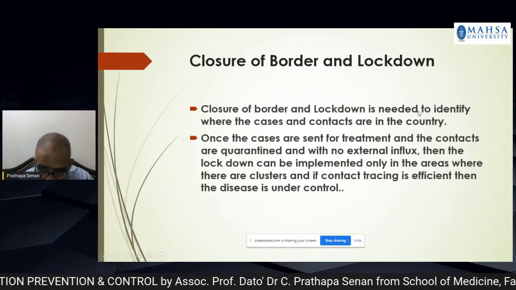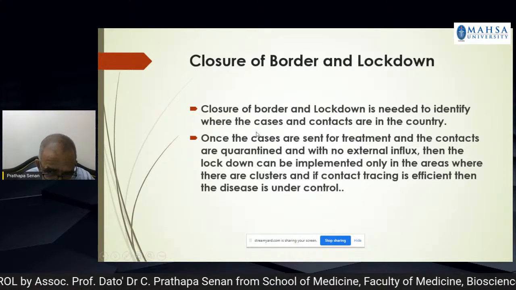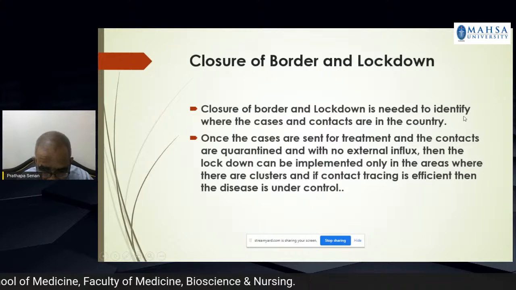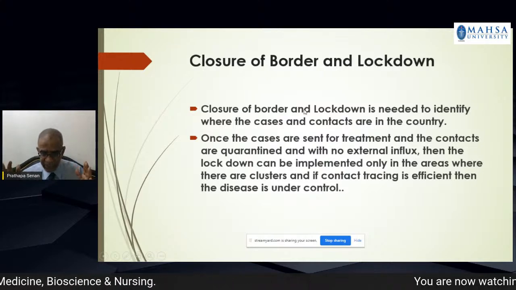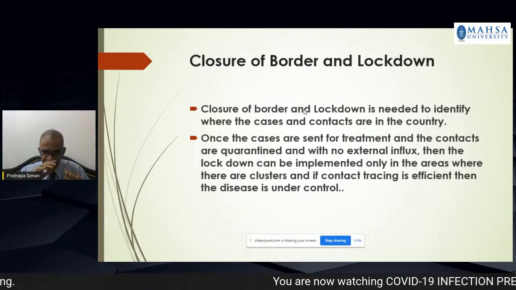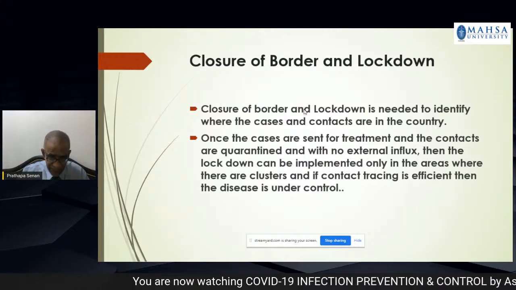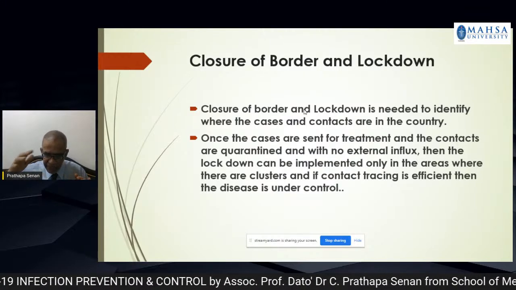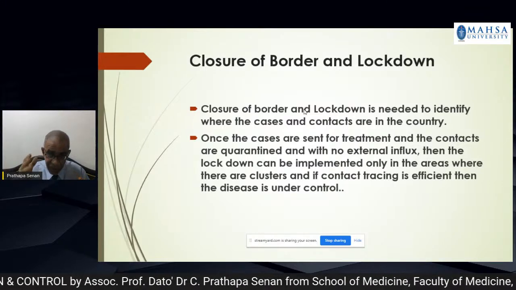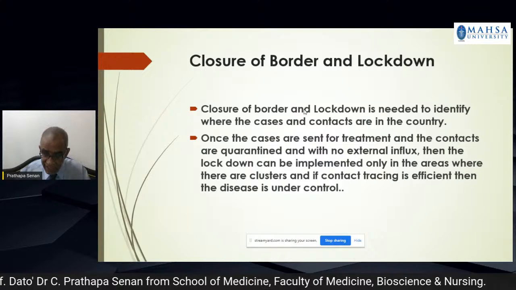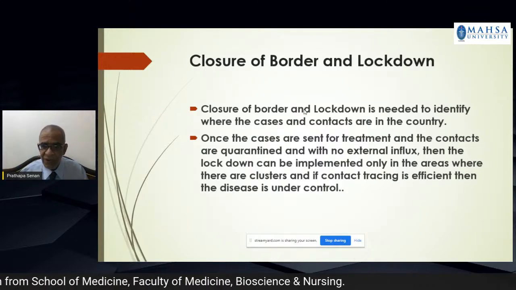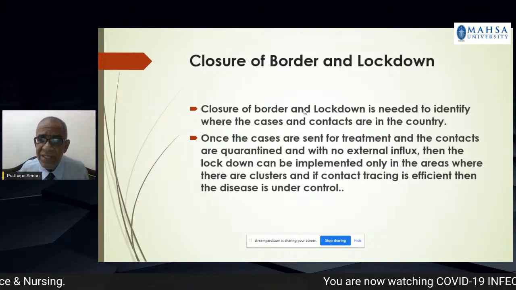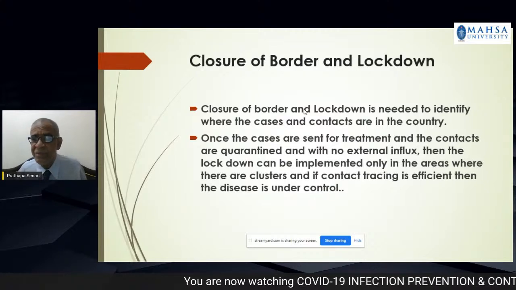Closure of border and lockdown is needed to identify where the cases, and the contacts who are going to become cases, are present in a country. So when you lock down for 14 days, the contacts who got the disease from the index case, the case that we have defined as a case, will come up. That means at least 50% will come up within 5 days, as you know the incubation period is 5 days, and the rest will come up in 14 days. By the 14th day, you will know which parts of your country the cases are in, plus the contacts that have become cases.